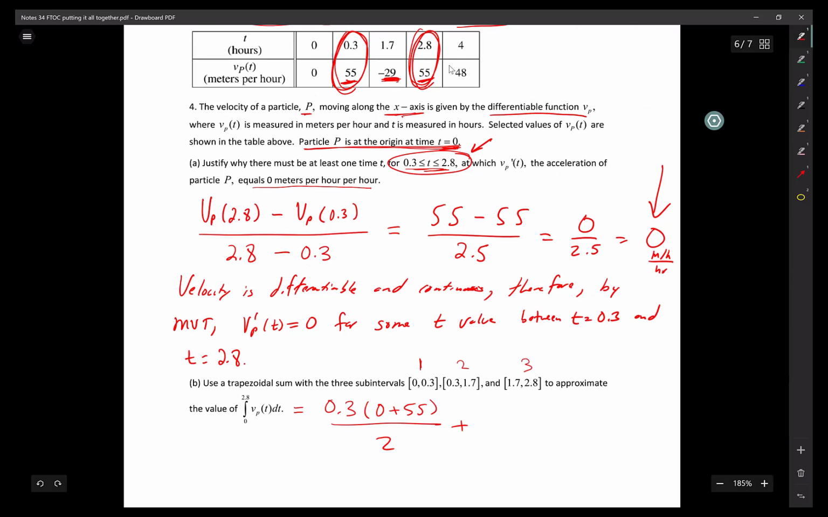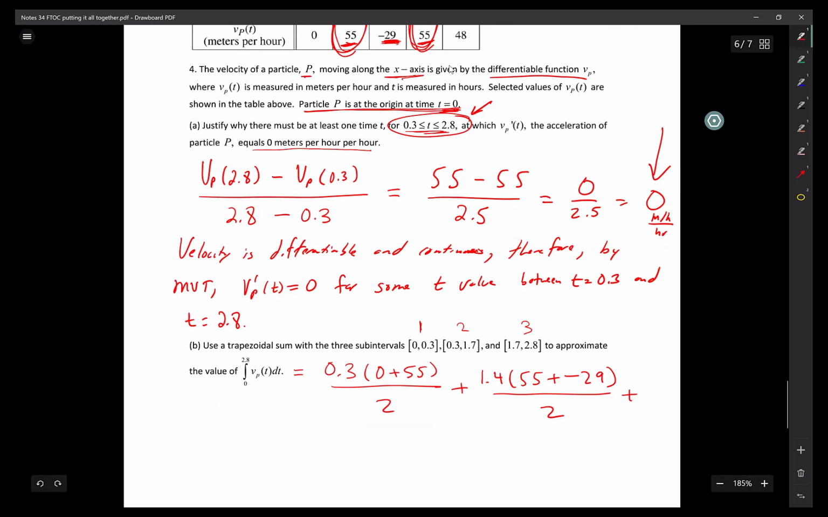Plus, the second trapezoid has a height. Let's see, 1.7 minus 0.3. I think that's a 1.4. The first base is 55 and I know this is going to sound weird, but the other is negative 29. So you're going, yeah, it's going down there. And all that divided by 2. All I'm doing, guys, is the area for a trapezoid: base 1 plus base 2 divided by 2 times height.